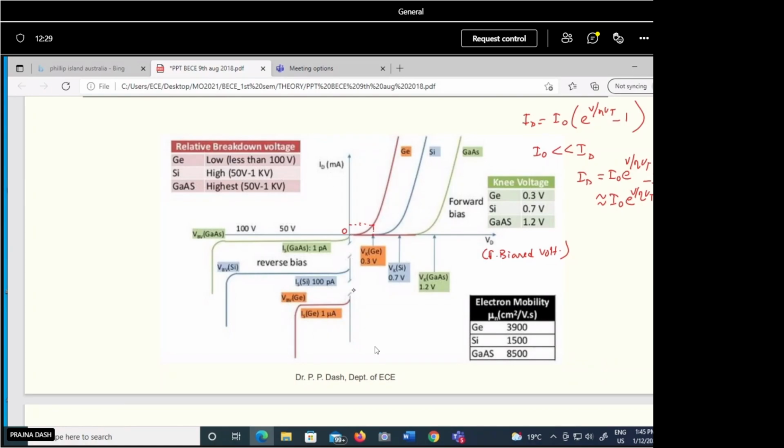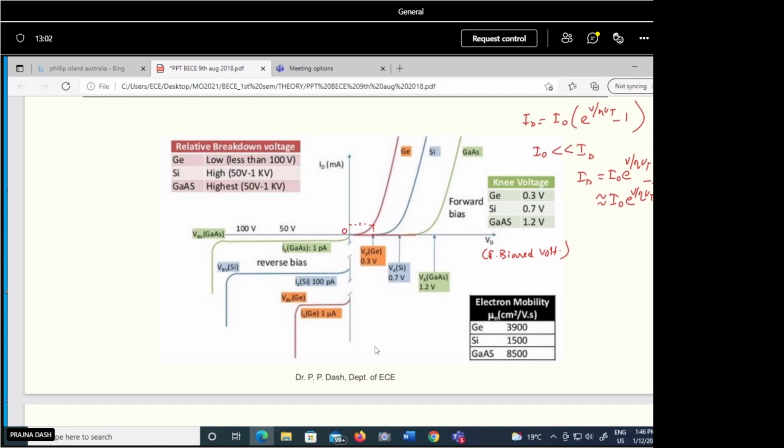In the negative axis, the range is very variable. You can see that for gallium arsenide we are getting 1 picoampere. Picoampere means 10 to the power minus 12, just remember that. How small a current we are getting here! For germanium we are getting a current in the range of microampere, which is a very high value in comparison to picoampere.